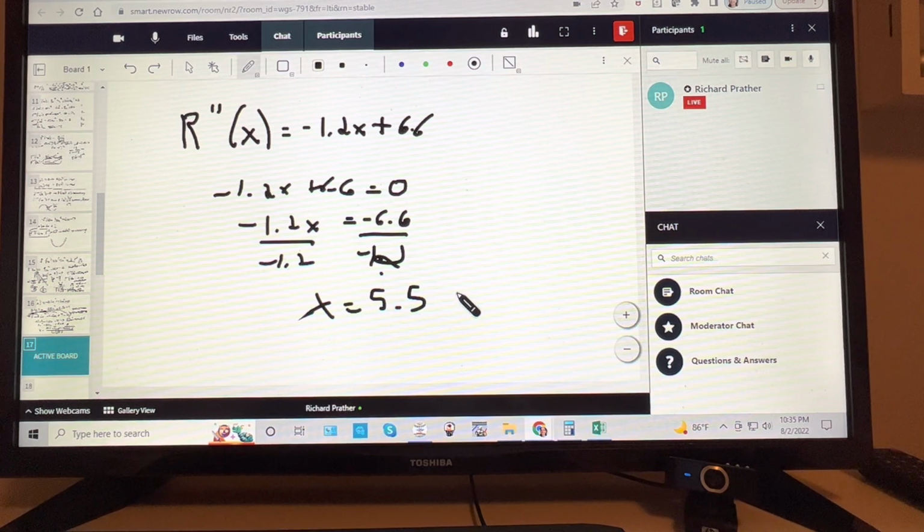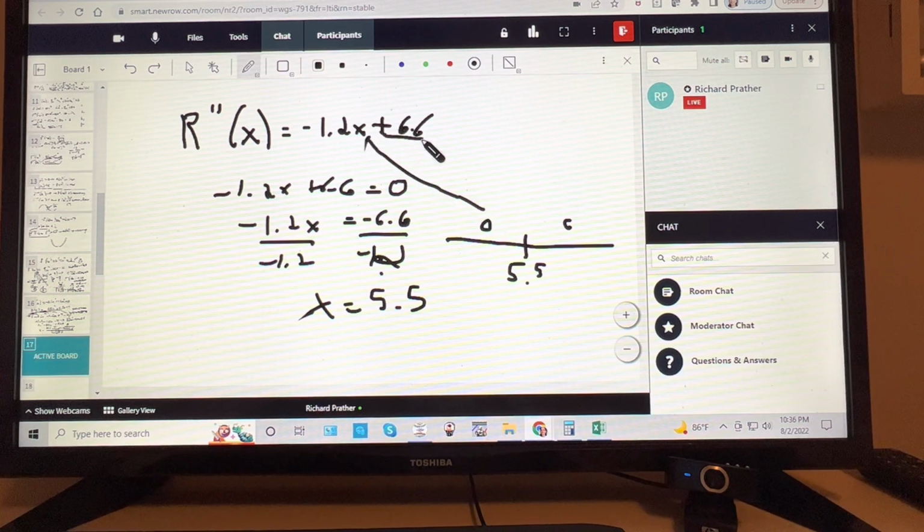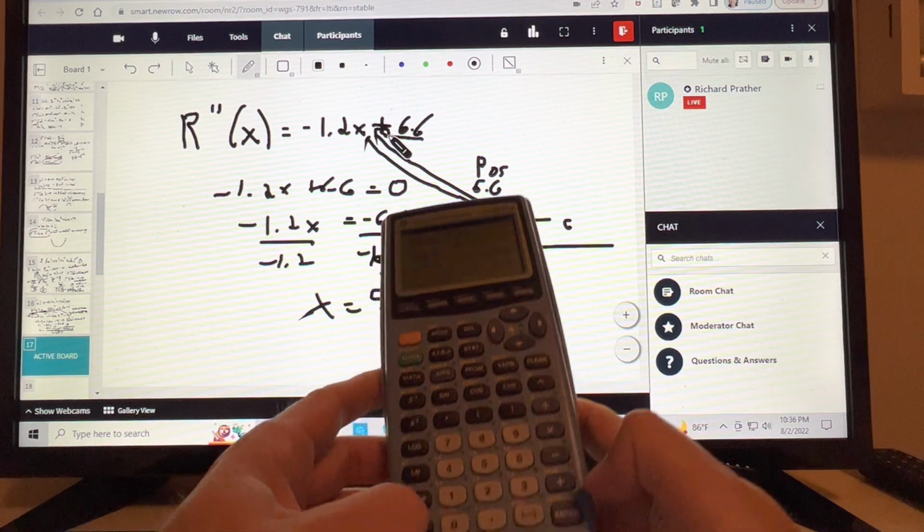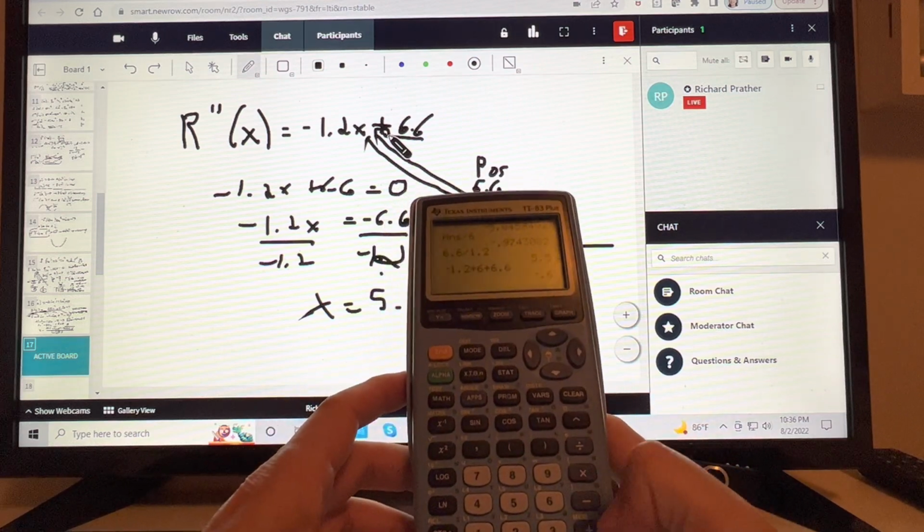So what happens is you treat this like you're doing the increasing and decreasing of the first derivative. You make a number line and put what would be like a critical number on it. I only have one. And then I can check one number below that and one number above that in the second derivative. The second derivative of 0 would be 6.6. So that's positive. If I plug 6 in, negative 1.2 times 6 plus 6.6 is negative 0.6.